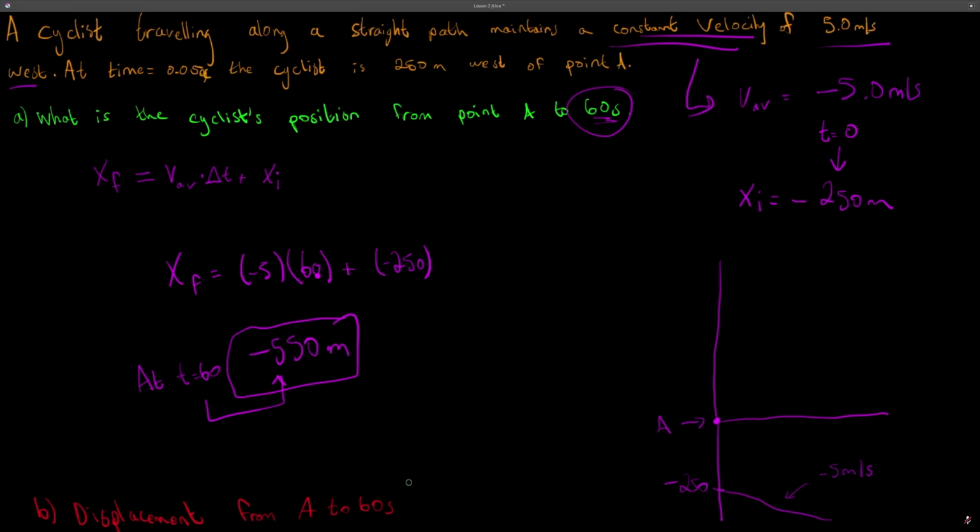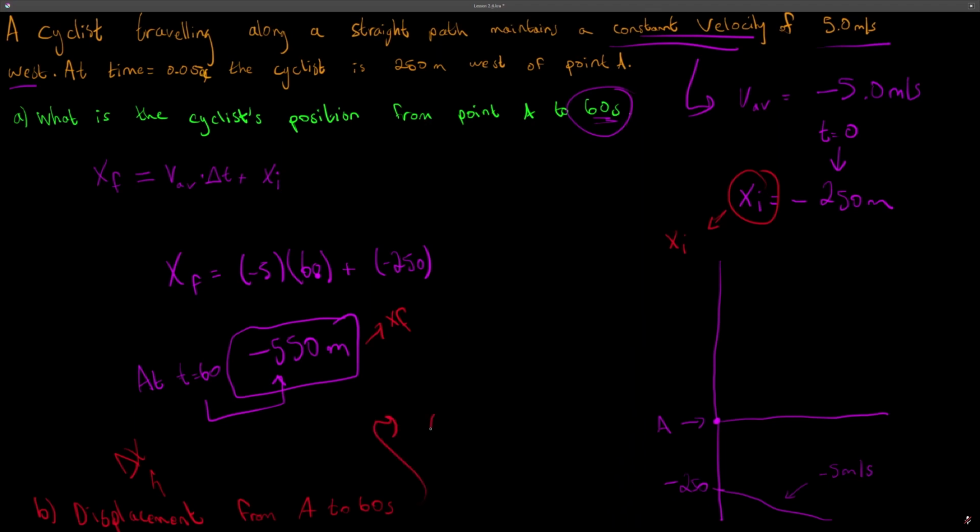Now, the second question, question B, asks us to calculate the displacement. So delta x from A to 60 seconds. At 60 seconds, it was negative 550 meters. So this is our final position, and this is our initial position. So x initial and x final.